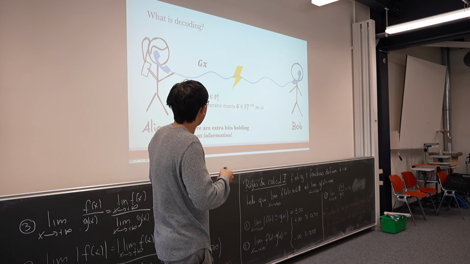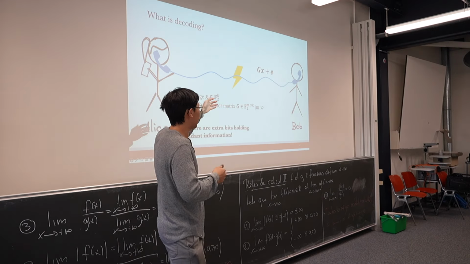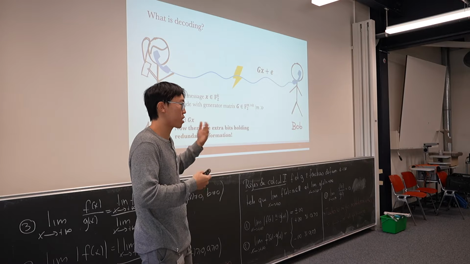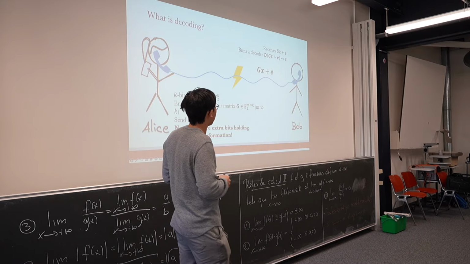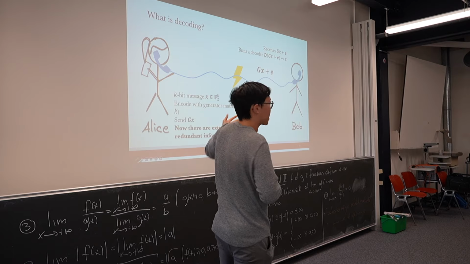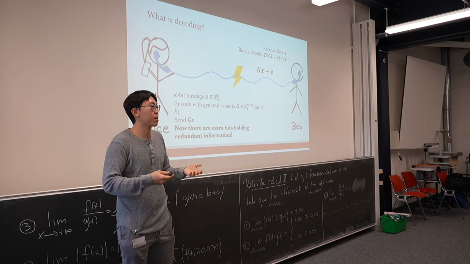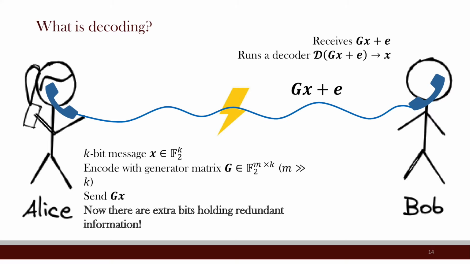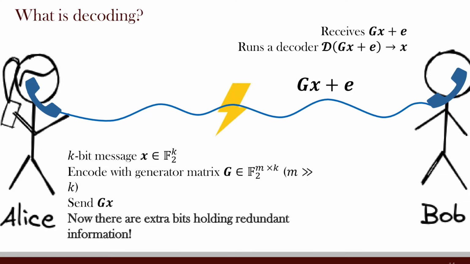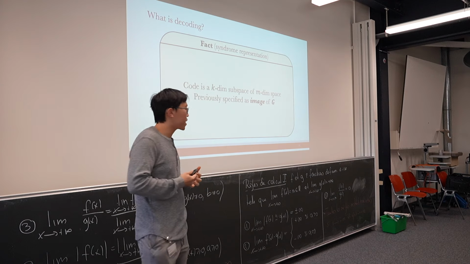And what this means is, as it passes through the channel, the Gx is going to pick up some error e. Okay, so you should think of e as some relatively sparse string of bits. Most of them are zeros, but there's a couple of errors here and there. Bob receives Gx plus e, and then he has to run some kind of thing called a decoder, which from Gx plus e extracts x out. In the case I previously said, where you just repeat yourself many, many times, Bob would just basically take a majority vote and then output what each of the outcomes of the majority vote is supposed to be.